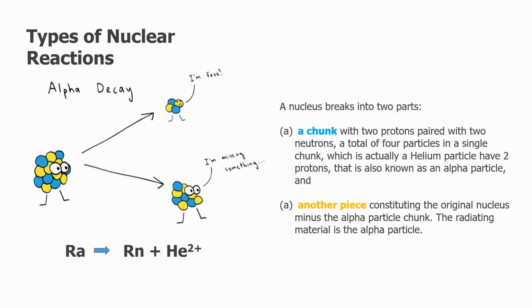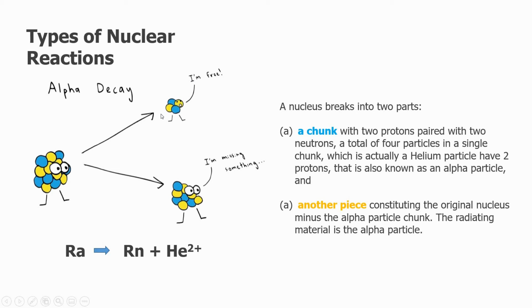Now the types of nuclear reactions. A nucleus breaks into two parts. The first part is a chunk, in this case right here, with 2 protons paired with 2 neutrons, a total of 4 particles in a single chunk. This is actually a helium particle with 2 protons, and it's also known as an alpha particle.